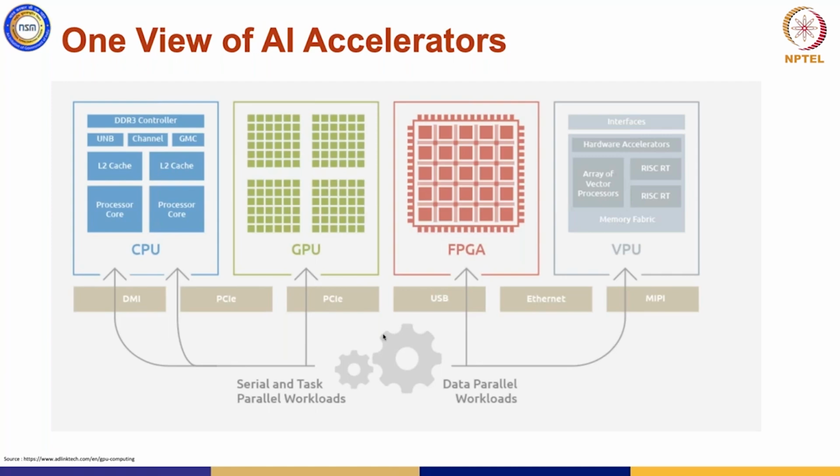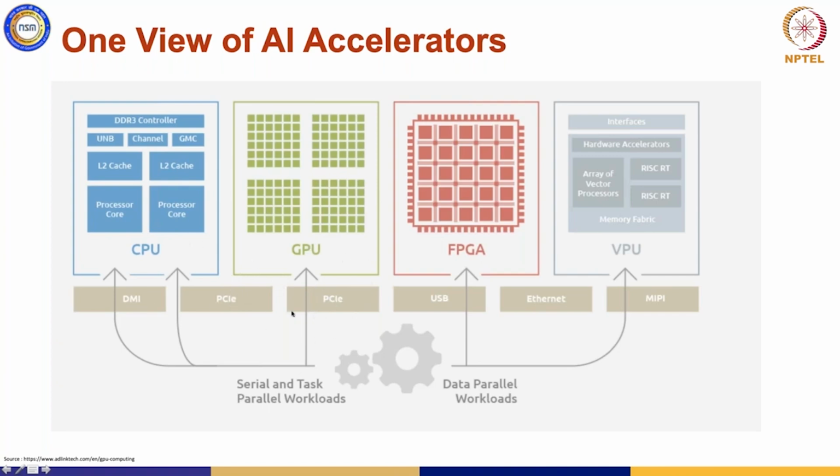You have a CPU, you have a GPU, you have FPGAs, and you have VPUs and all. There are various types of accelerators. So from one view of the AI accelerator, what I meant was you actually have serial and task parallel workloads, and then you have data parallel workloads. Data parallel workloads are very good to run on an FPGA and a VPU, whereas serial and task parallel workloads are effectively run through the CPU or a GPU. And this all is in a coprocessor mode.